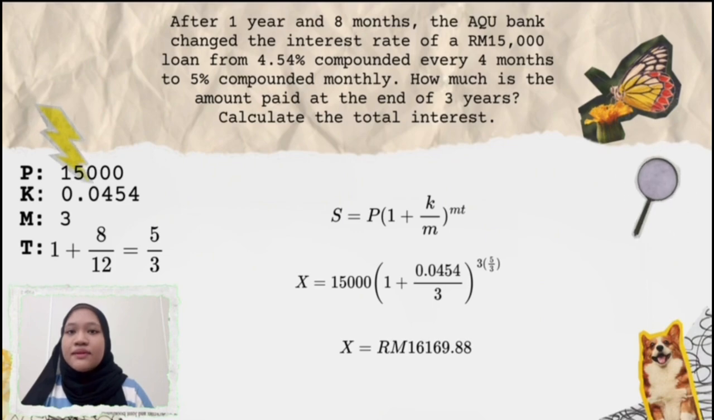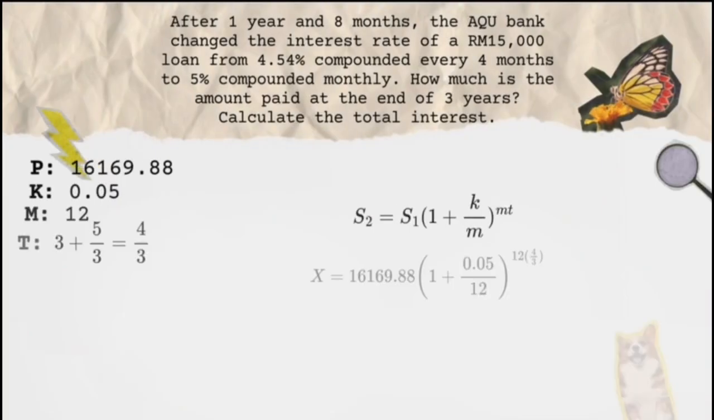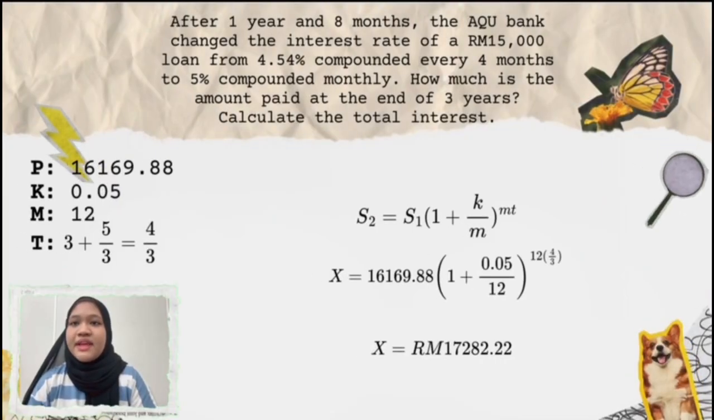S equal to 15000 open bracket 1 plus 0.0454 over 3 close bracket to the power 3 open bracket 5/3 close bracket. So we will get 16169.88 ringgit. Now we can find the amount paid at the end of 3 years.